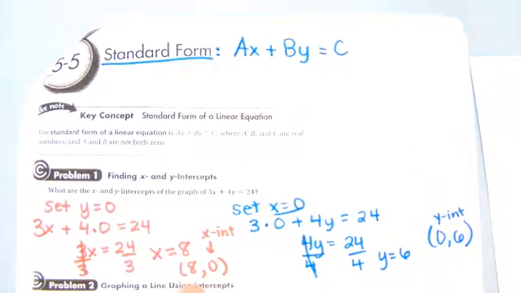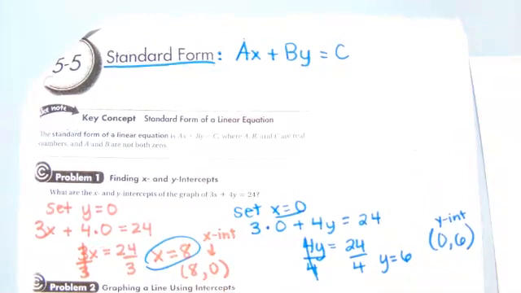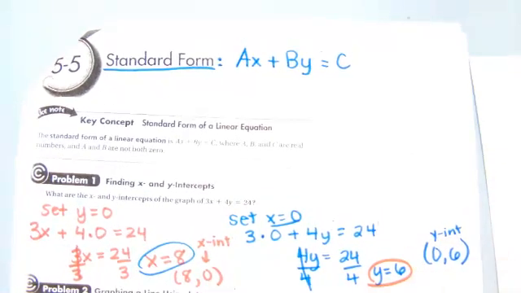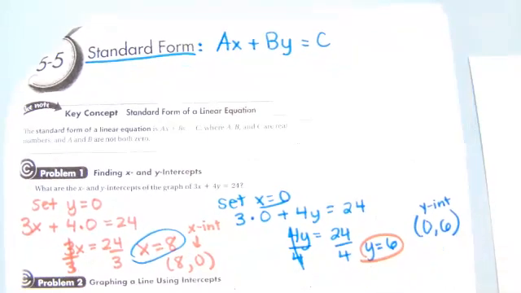Now, sometimes they don't do it as an ordered pair, though. They might just say x is 8, and y is 6 for the intercepts. Or they'll give you as an ordered pair. Let me show you what that looks like on the graph. So, sorry, that got low, didn't it?